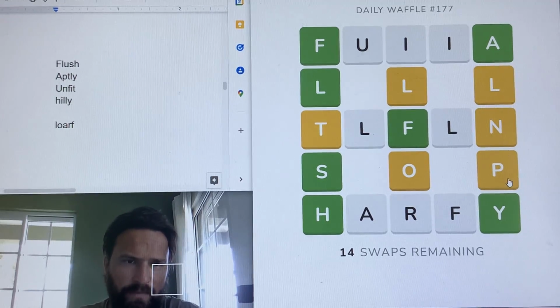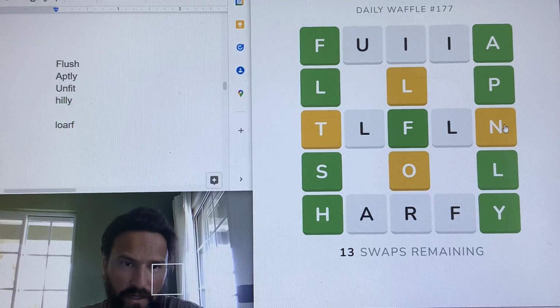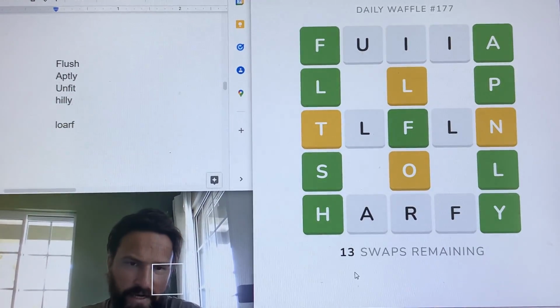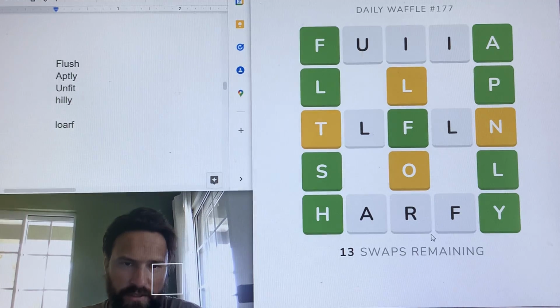And then I was saying aptly here. So the P and the L should switch and both turn green. They did. And then, so the T goes here. So I try to get a 5-star solve, which means I have 5 swaps remaining when I play these. So I try to do it as efficiently as possible. So that was really good. When you can switch 2 tiles and they both turn green, you're definitely not wasting any turns.